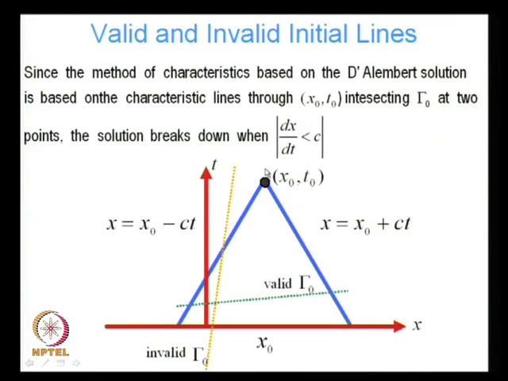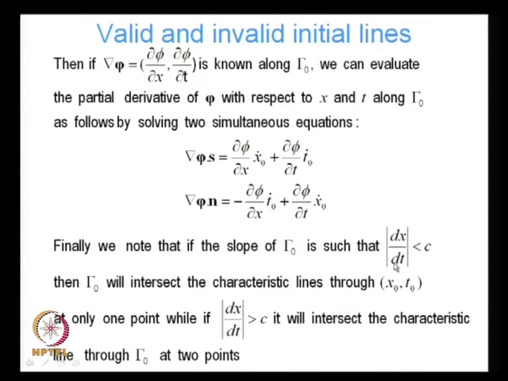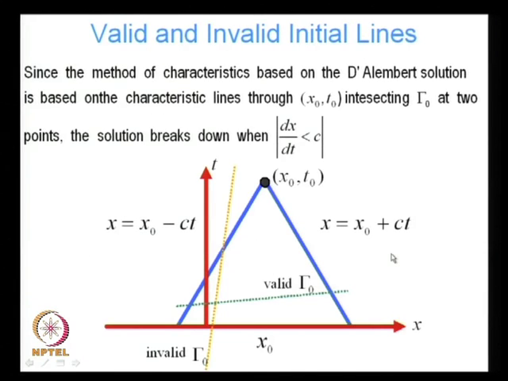So, if I have an initial line gamma 0 whose slope is less than c, the modulus of dx/dt is less than c. Now, how did I write that? Well, it is basically this: modulus of dx/dt is less than c. In that case, my solution is going to break down. So, that is when the method of characteristics is not going to work anymore. Is that clear?